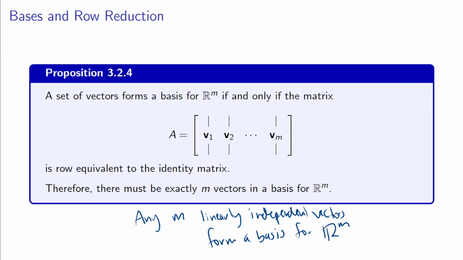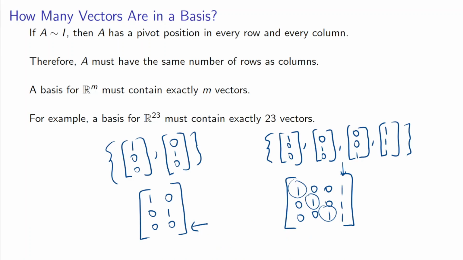for Rm. We could say the same thing for spanning, right? So any m vectors that span all of Rm form a basis for Rm. So we really only need to check one of these once we have the right number of vectors, and actually checking either of them is basically just putting these vectors in a matrix and row reducing that matrix to see if that is row equivalent to the identity.